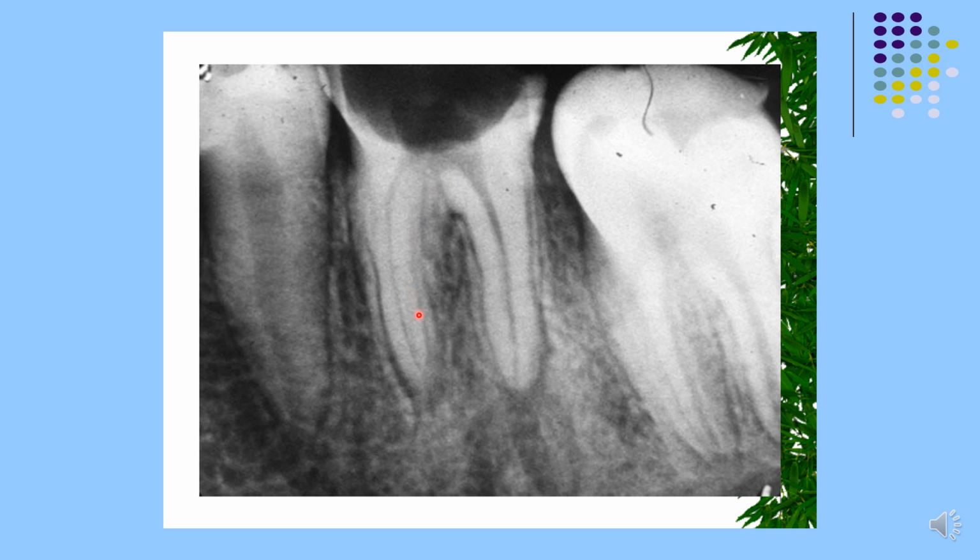Radiographically, this is how it looks, right? So this is an unerupted second molar, right? The first molar shows a large cavitation with exposure of the pulp. Clinically, there is a polyp that is attached to the pulp, as seen in the clinical picture on the previous slide.